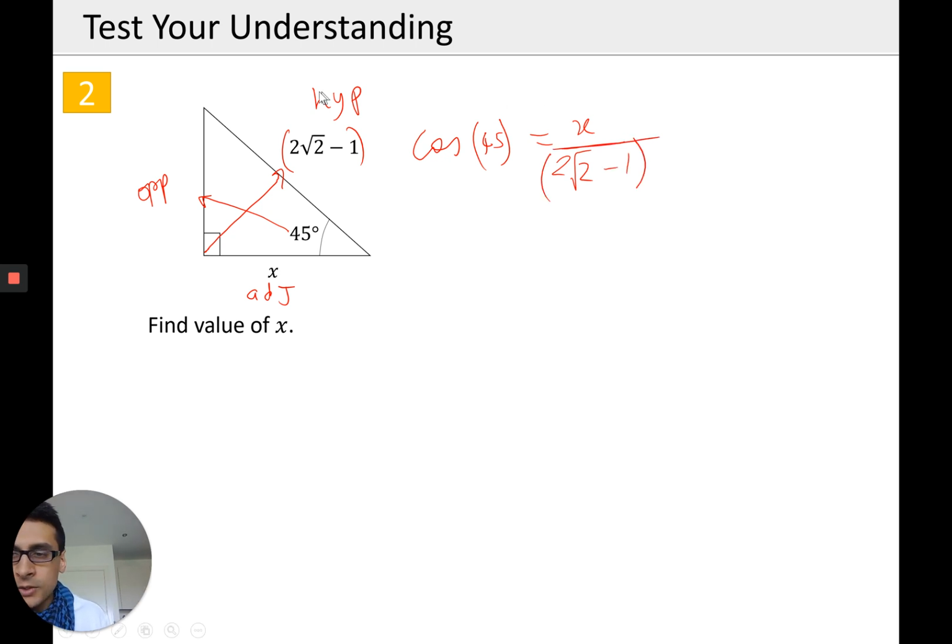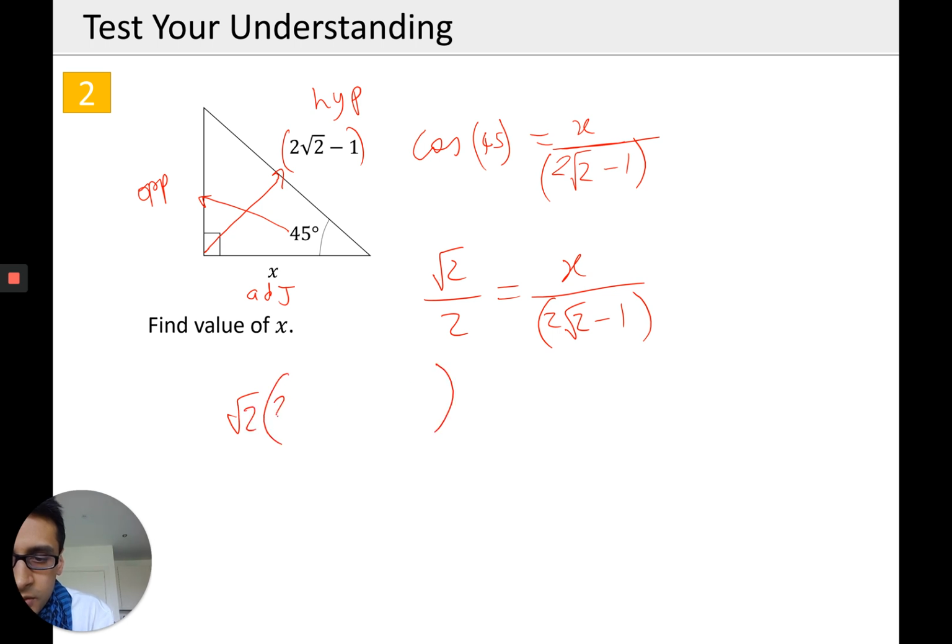Now we can replace cos 45 with root 2 over 2. So then you end up with equivalent fractions and you can cross multiply. So root 2 over 2 is equal to x over 2 root 2 minus 1 in brackets. Now, when I cross multiply, I get root 2 brackets 2 root 2 minus 1 is equal to 2x. We expand and simplify and we should get our answer.